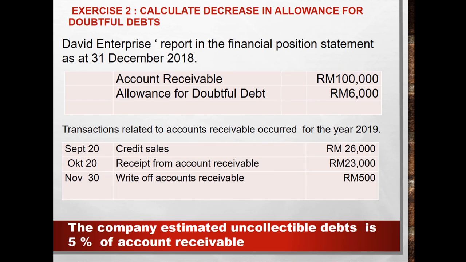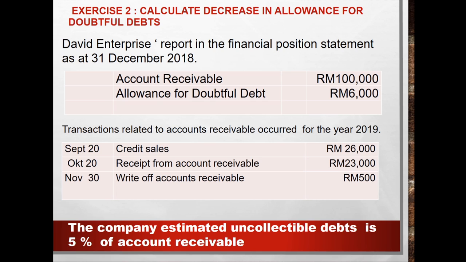Now we go to question number 2, or exercise 2. Calculate decrease in allowance for doubtful debts. So you are given the same statement from David Enterprise. You are given the balance for account receivable, the balance for allowance for doubtful debts, and the transactions incurred during the year 2019. So we have to prepare the journal entry as usual.